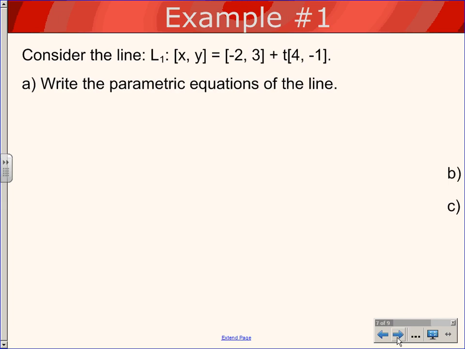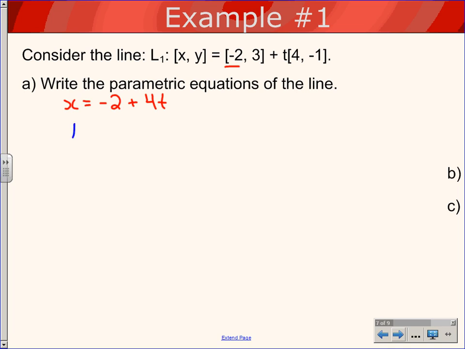A couple more to go, just a couple examples to try. Here's our line, -2, 3. Got a direction vector. Try a few things. We just want to write the parametric equations first. So to get our parametric equation, it's called that because we're using the parameter. All right, everything's based on the parameter to do this. All we're going to do is break up the components. So the x component was -2. That -2 came from the initial vector. And then the parameter has to get multiplied by the 4 in the direction vector. So x is equal to -2 plus 4t.